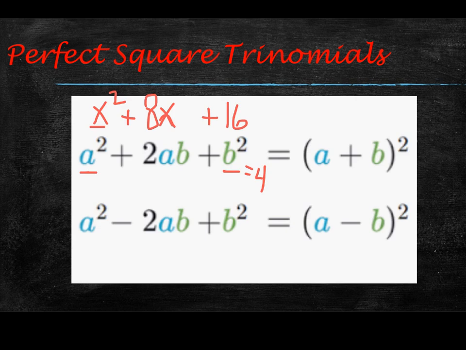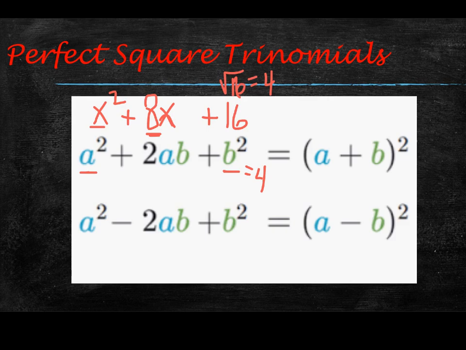So this is what it would start out as. X squared plus 8x plus 16. If you recognize that, and something that I do to always recognize that this is a perfect square trinomial is I will take the square root of 16, which gives you 4, and then double it, 8. And if you have that as your coefficient here, then it could possibly be a perfect square trinomial.